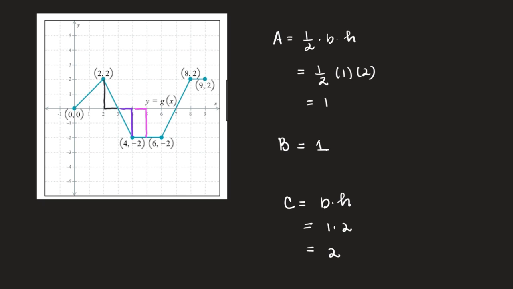And so when we add up all the areas, we get 1 plus 1 plus 2, which is equal to 4. So we get the same answer for the integral from 2 to 5 of the absolute value of g of x dx, which is equal to 4.